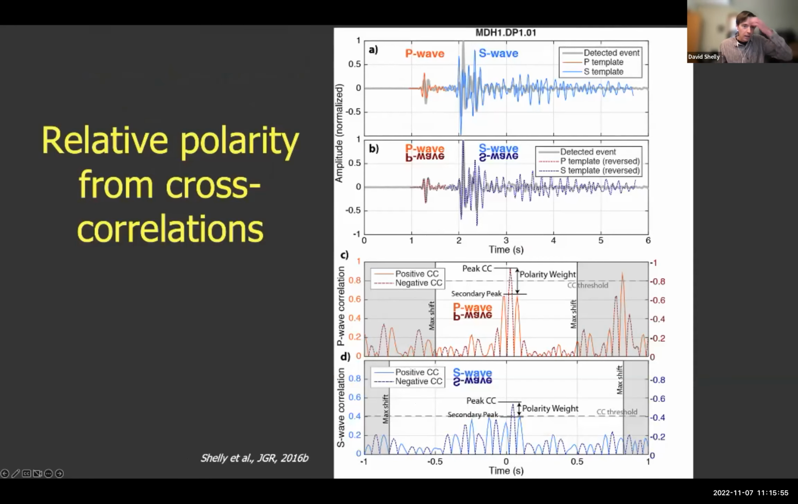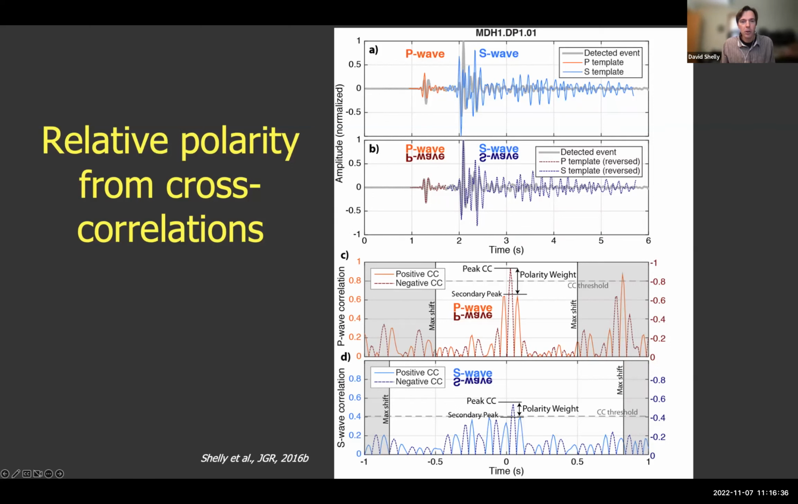Okay, so one thing that we were interested in doing here was to get better constraints on the focal mechanisms. It's great to have precise locations for the earthquakes, but if we can understand the sense of slip in addition, then that will give us a lot more information about what's going on. So as part of this swarm, we worked on a technique to use essentially the relative polarity of P and S waves between the template and the event in the continuous data as determined by the cross-correlation function.